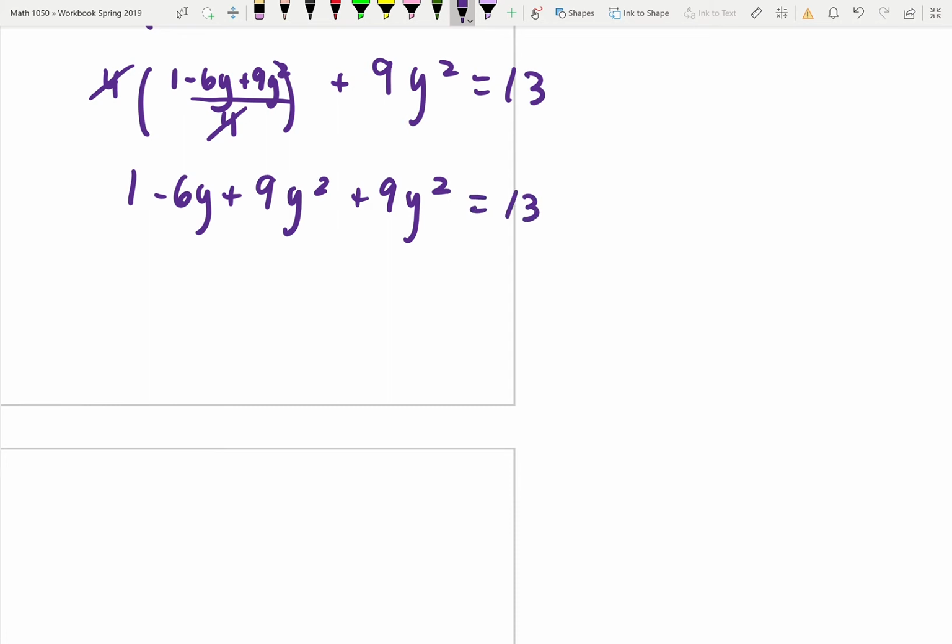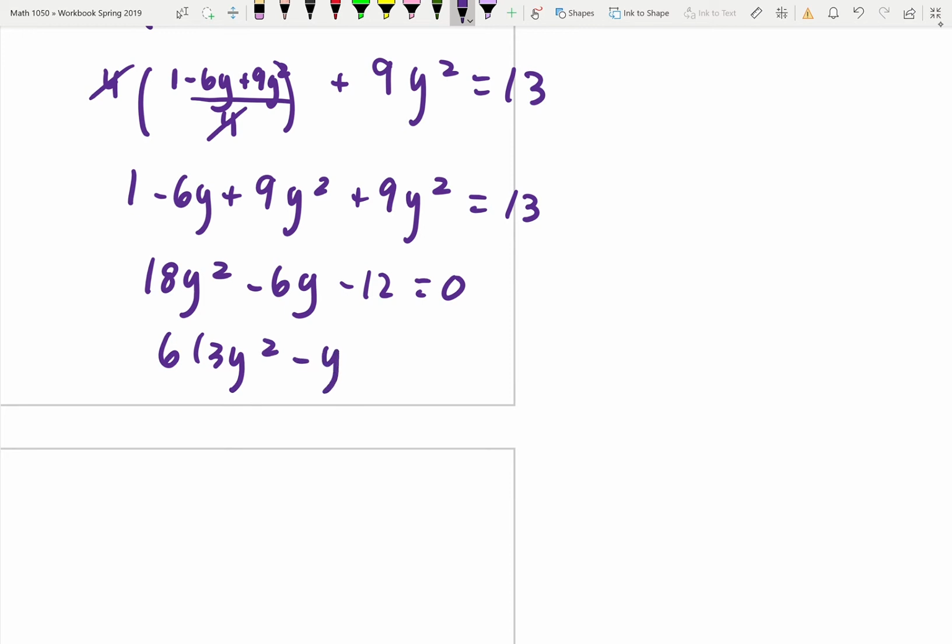The rest is easy. Pull your 13 over. So you have 18y squared minus 6y, 13 comes over, minus 12 equals 0. What would you do right here? Take out a 6, and you're left with 3y squared minus y minus 2 equals 0. Then I'm going to factor. So it's going to go to a 3y and a plain y. 2 is going to go to a 2 and a 1 like that. The biggest is the negative. So there's your factorization.